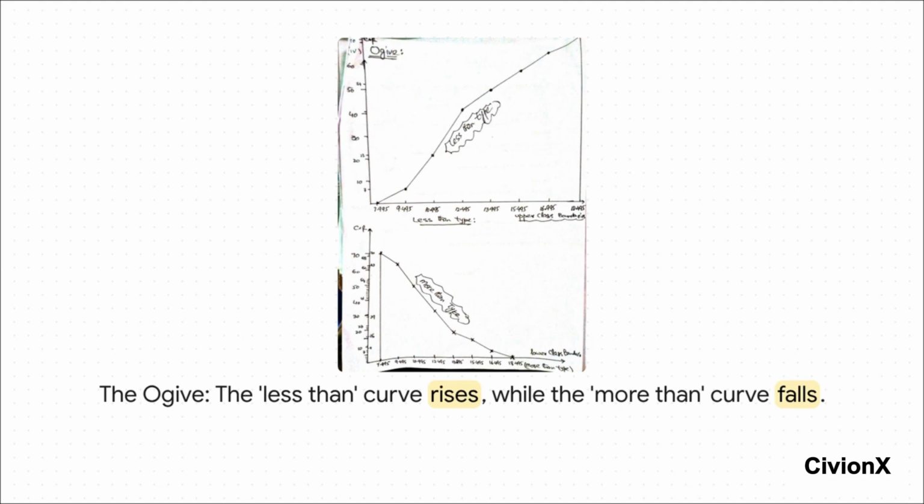The curve on the bottom does the opposite. That's the more than curve. It starts at our total count of 70 and falls, showing how many values are left. Together, they tell 2 sides of the same cumulative story.